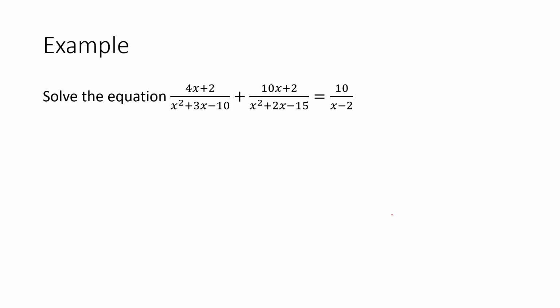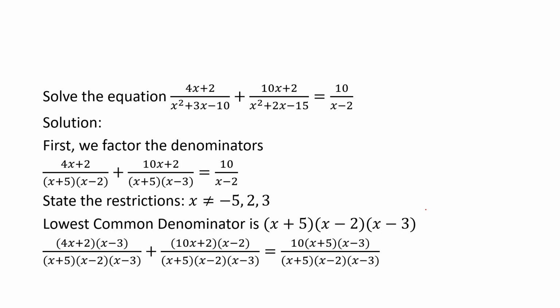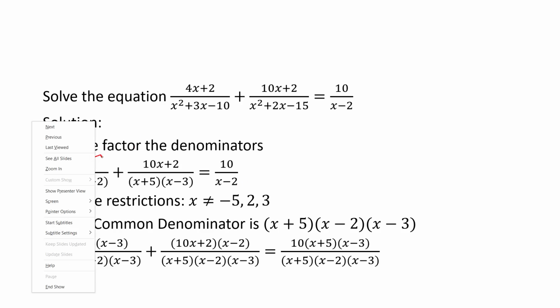Suppose we want to solve the equation shown here. Well, first thing we want to do is simplify if we can. We're going to factor the denominators. We get (x plus 5) times (x minus 2), and (x plus 5) times (x minus 3), and x minus 2. There's no harm in factoring the numerators as well.